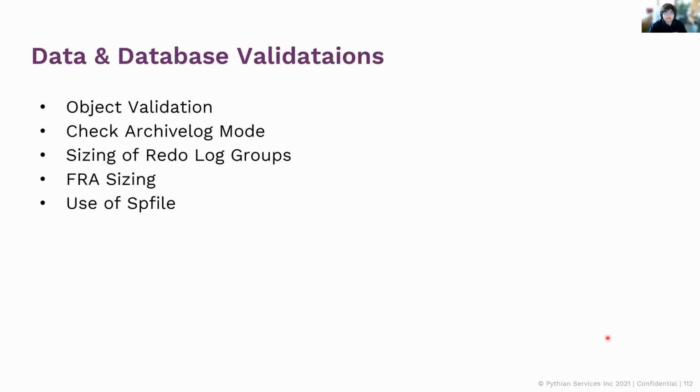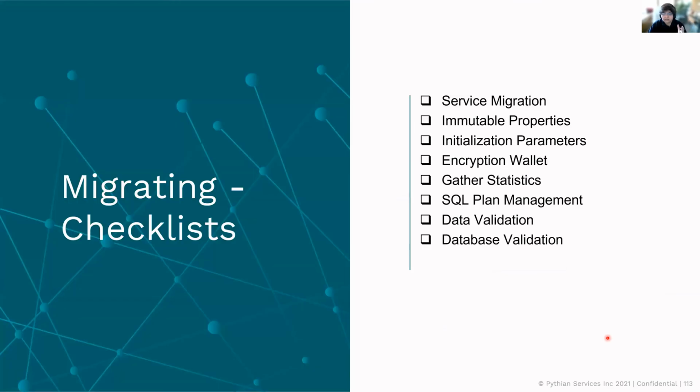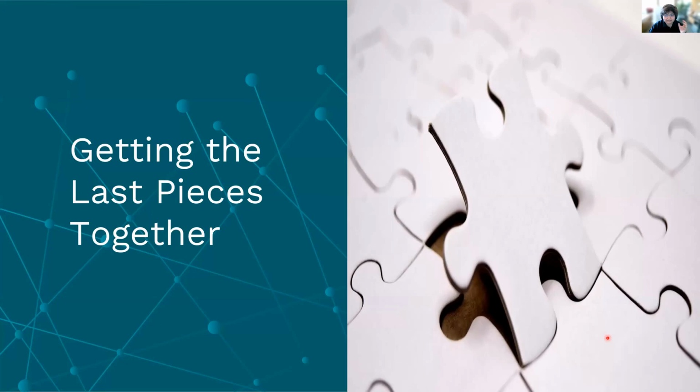Again, these are basic data validations that are probably a part of most of our toolkit. That is object validations, archive log modes, sizing of redo log groups, FRA, use of SPFILE before we hand over. So these are some things that you should be careful about when you are actually migrating the databases. Now working toward the last part of it, that is getting all the last pieces together.